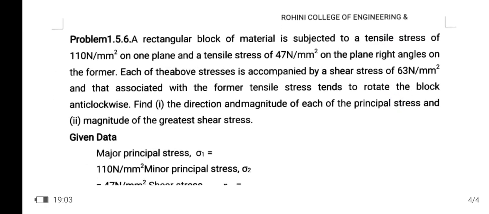Then another problem. A rectangular block of material is subjected to a tensile stress of 110 N/mm² on one plane and a tensile stress of 47 N/mm² on the plane at right angles to the former. Each of the above stresses is accompanied by a shear stress of 63 N/mm², and that associated with the former tensile stress tends to rotate the block anticlockwise. Find the direction and magnitude of each of the principal stresses and the magnitude of the greatest shear stress.